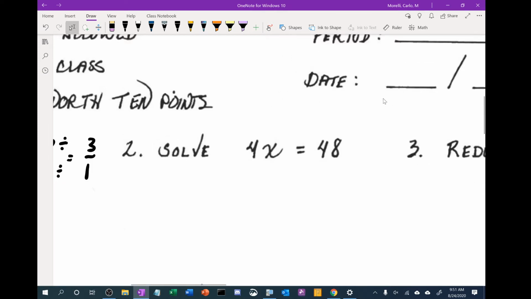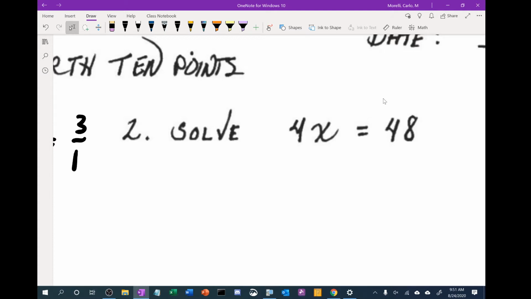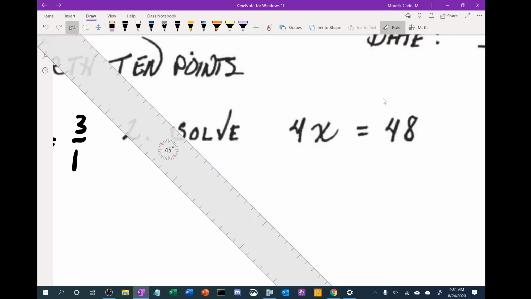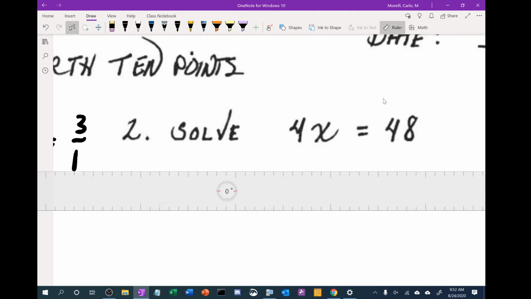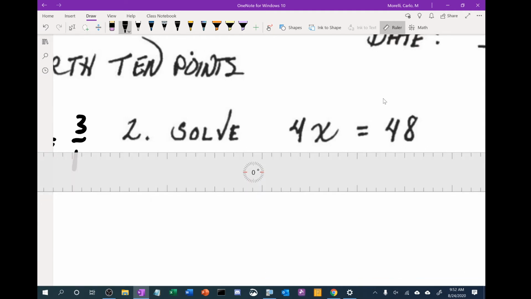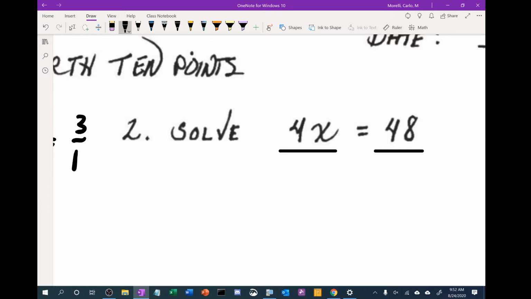Moving on to number 2, solve 4x equals 48. Okay, what do I do here? Anybody get the answer? Correct. So we're going to divide both sides by 4. And CJ, I'm going to show you your method here in a second. But here's the way you do it by hand. Divide both sides by 4. Cancel, cancel. Now you have x equals 48 divided by 4.